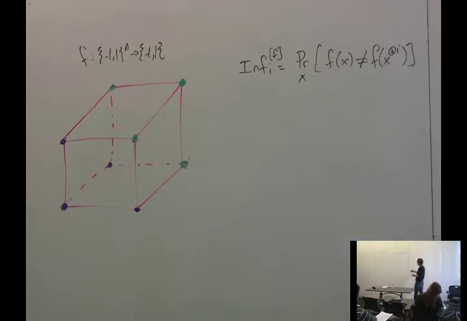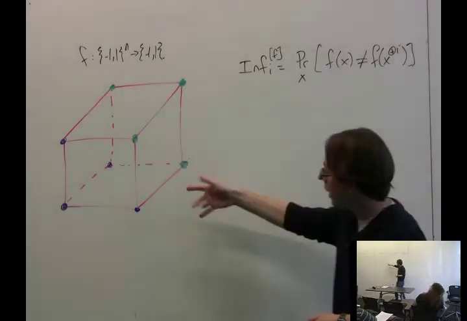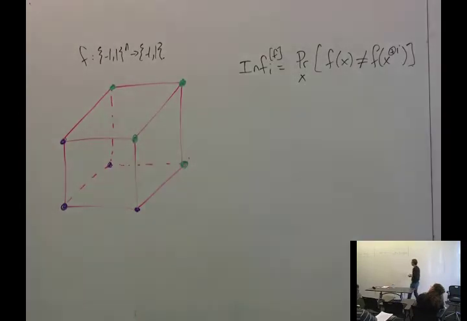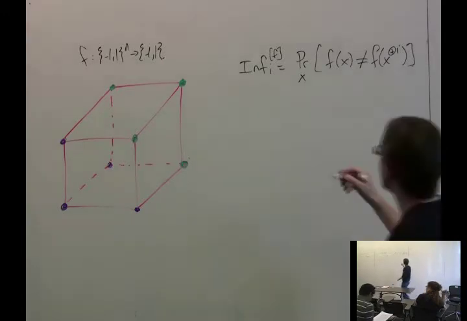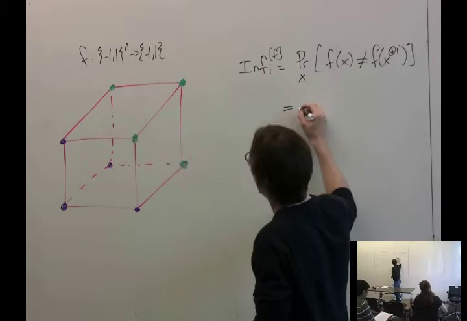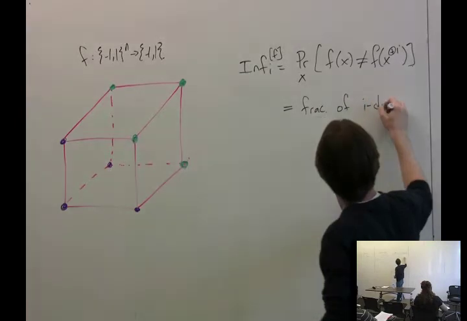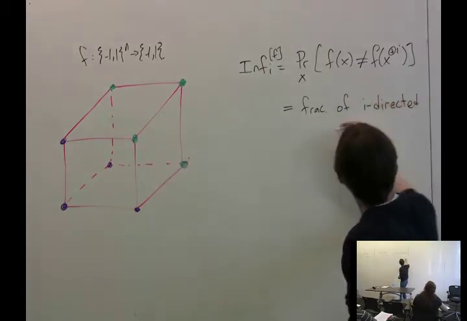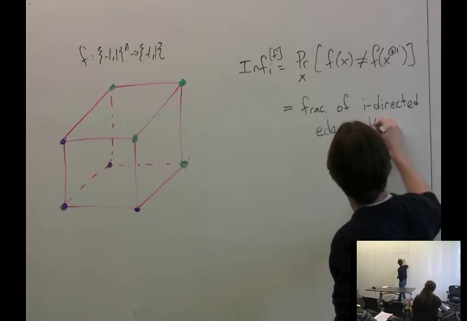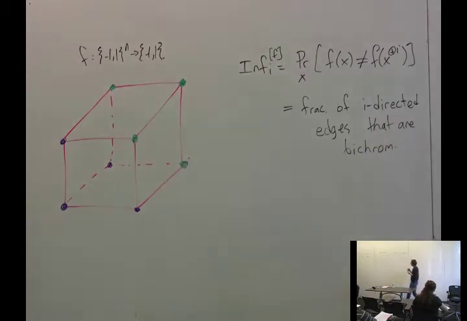Now, if you think about it, picking a random vertex and then flipping the ith coordinate and looking at f's values on the 2 points that you get is the same as just choosing a random edge in the ith direction. So what I'm saying here is that this is also equal to, in the case of Boolean valued functions, the fraction of i-directed edges that are bichromatic. Or if you think of f as the indicator of a subset, it's the fraction of i-directed edges that are on the boundary of the subset. They have one vertex endpoint in and one endpoint out.